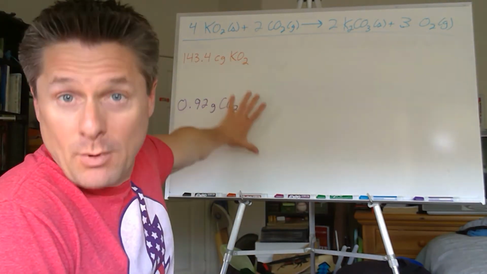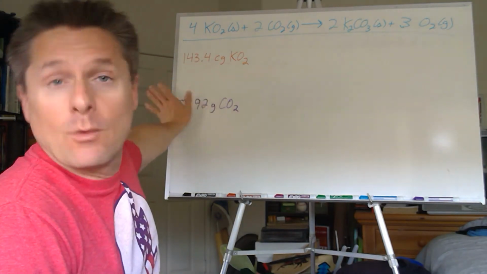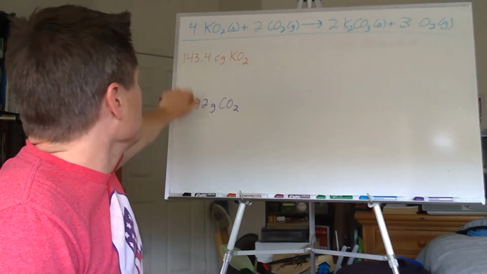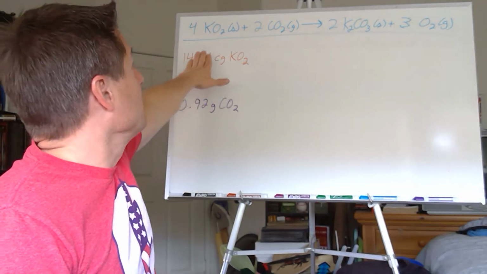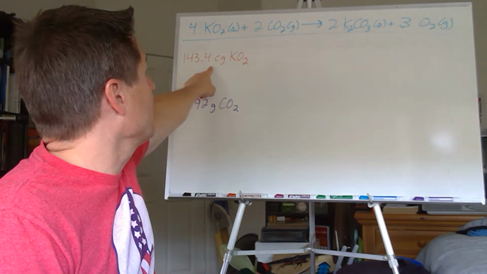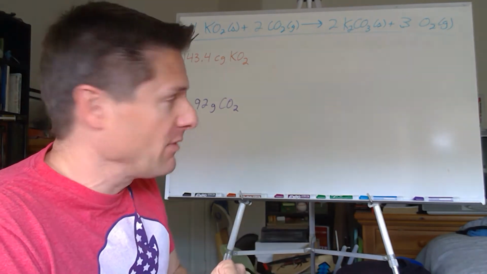So we've got two problems to do. Here we go. Let's start. I don't care which one you start with. That's completely irrelevant to me. So let's just start. I'm very systematic. Let's just take the first reactant. Take the potassium superoxide, 143.4 centigrams. I think that's what was provided.